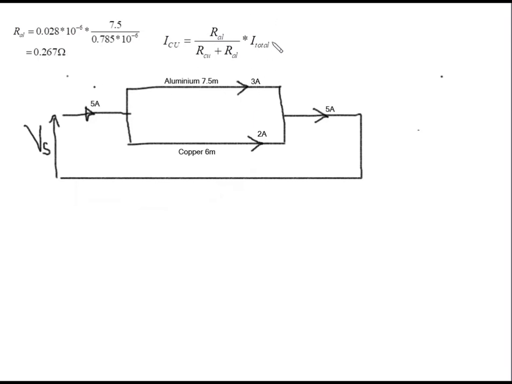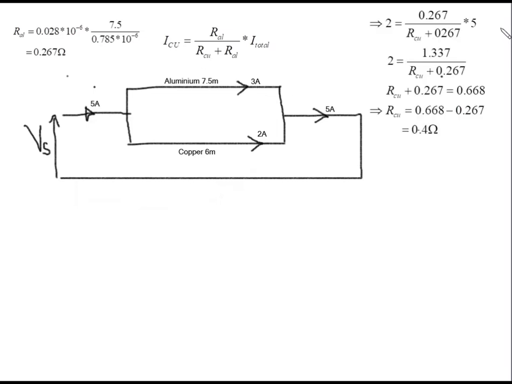Now, from here, this becomes just a simple algebra manipulation. So we replace the values: I copper, which is 2 amps, the aluminum cable resistance, then the total current, and R copper, which is the unknown. We manipulate, and we find that R copper equals 0.4 ohm. That's the resistance of the copper cable.